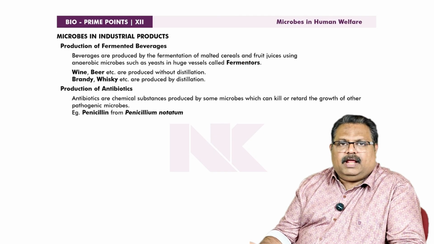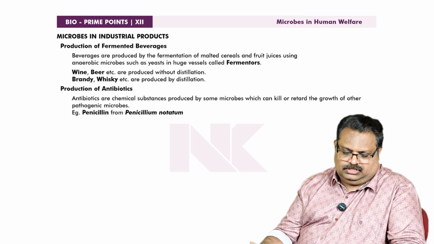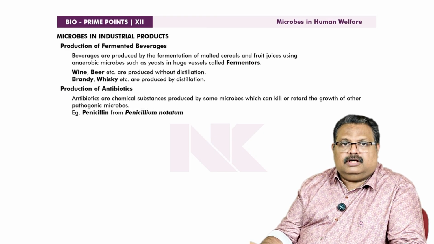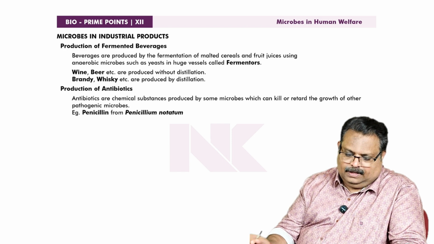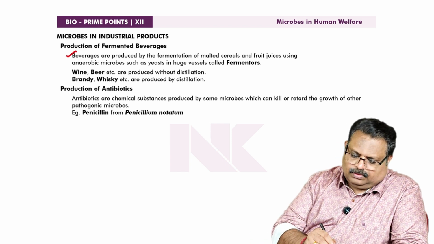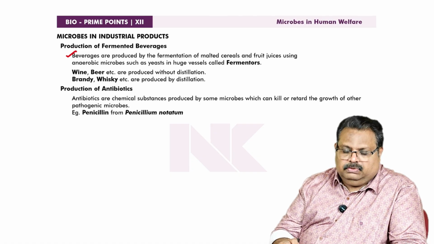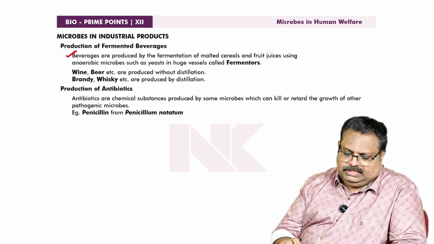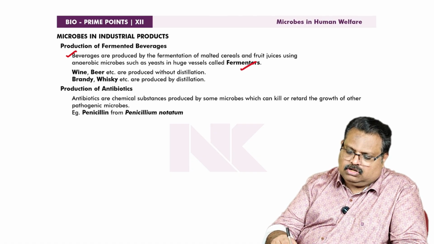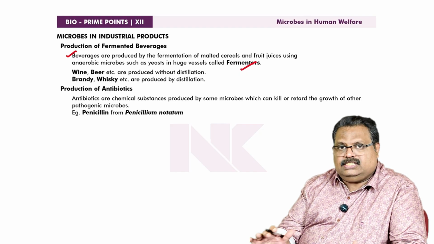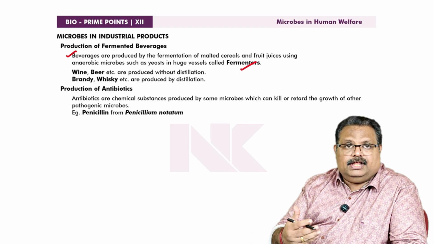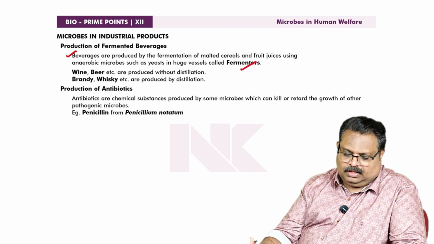Okay. The next prime point is regarding the industrial products. First one, production of fermented beverages. Beverages are produced by the fermentation of malted cereals and fruit juices using anaerobic microbes such as yeast in huge vessels called fermenters. The vessels inside which the fermentation occurs is called fermenter.